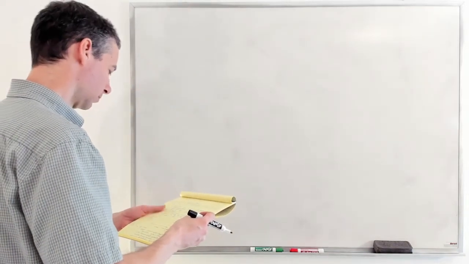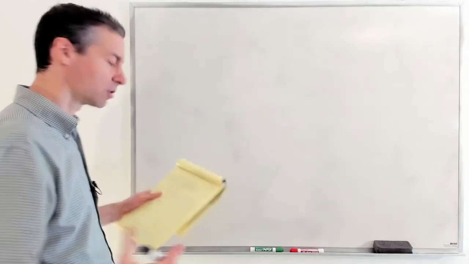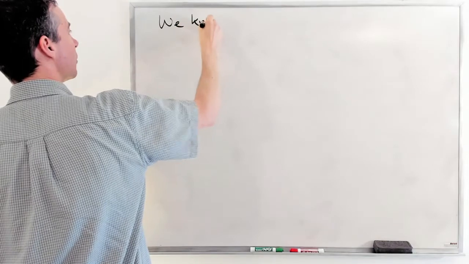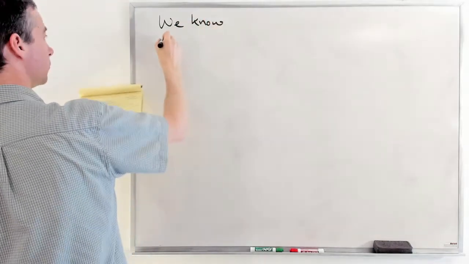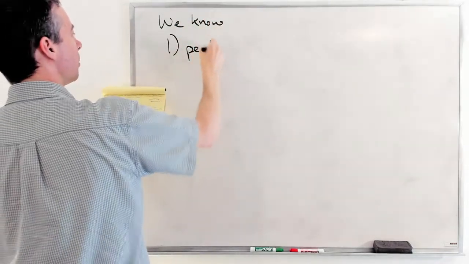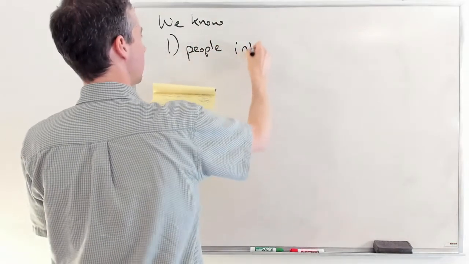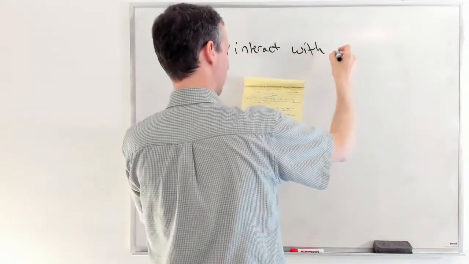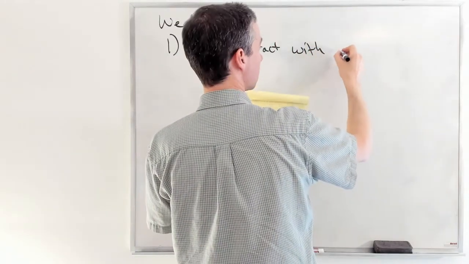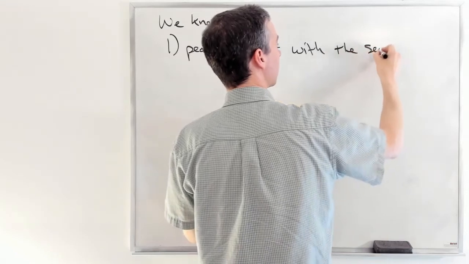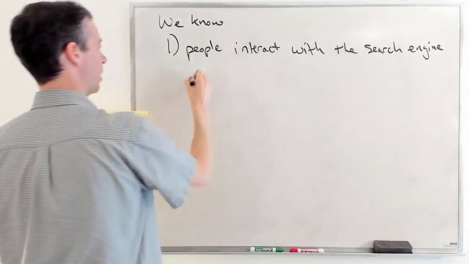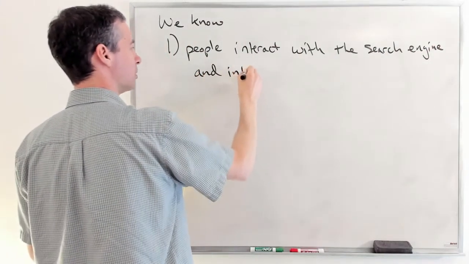what do we know? All right, for getting us going with our modeling. Well, we know the following. One, we know that people interact with the search engine. All right, so this is, humans actually use them, so they interact with the search engine, and interaction takes time.